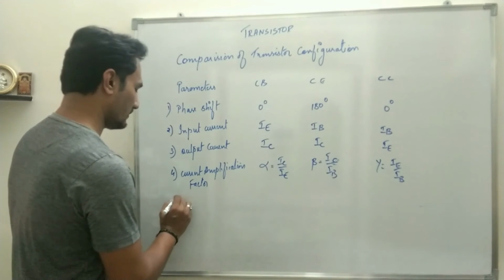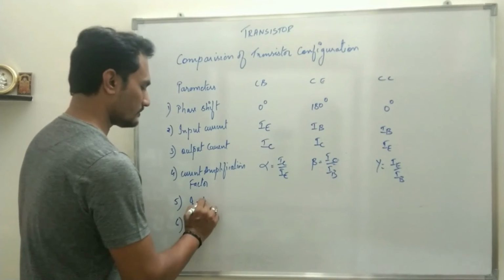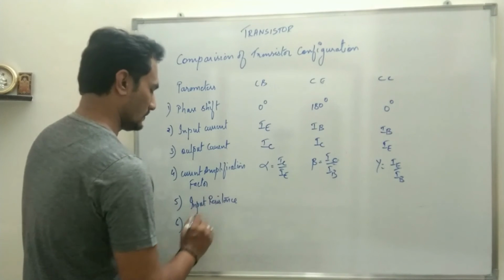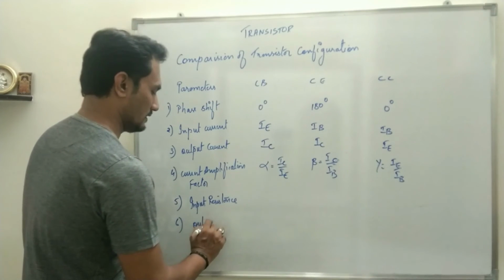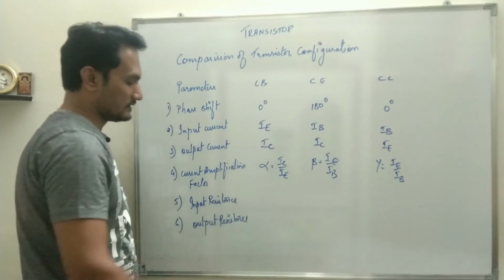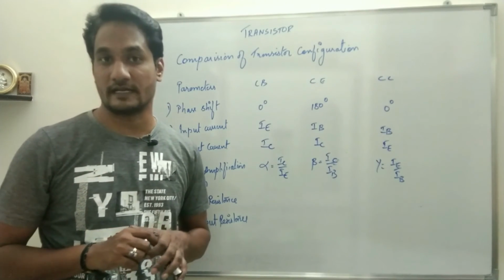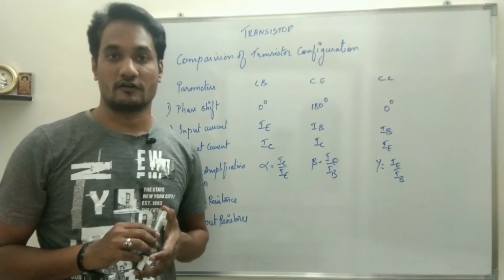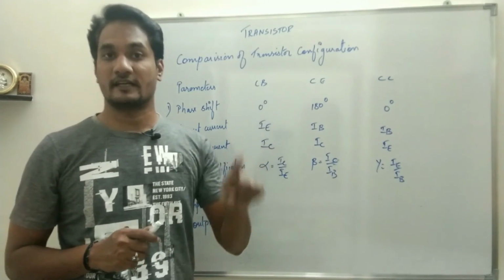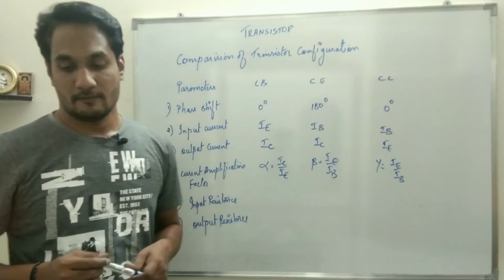Very important parameters. The next two are input resistance and output resistance. That means resistance offered at the input side of that particular configuration. For common base configuration, input resistance offered at emitter and base, output resistance will be offered at the collector junction, that means collector and base junction.